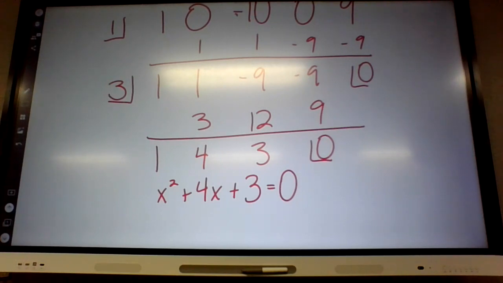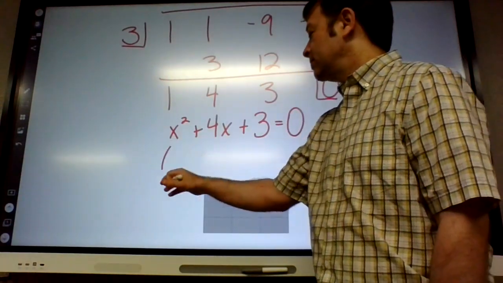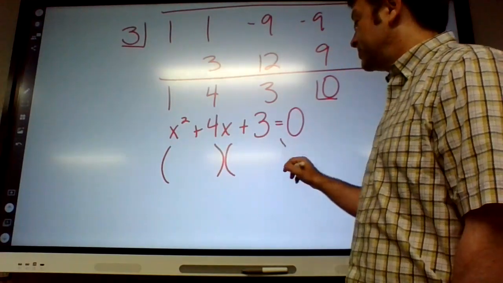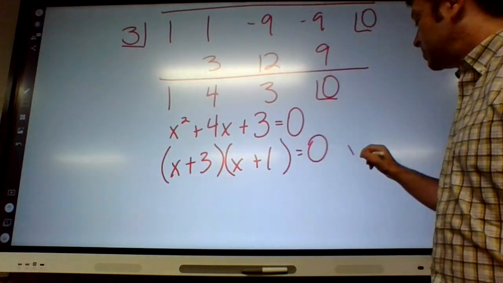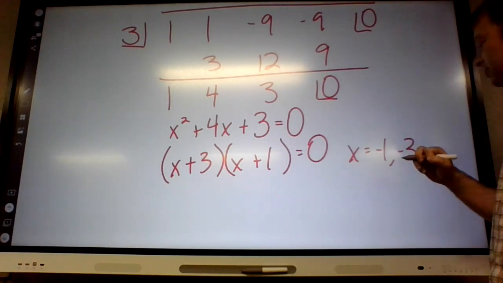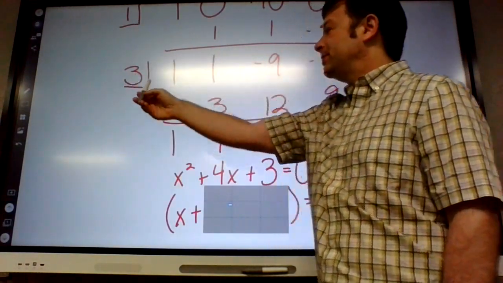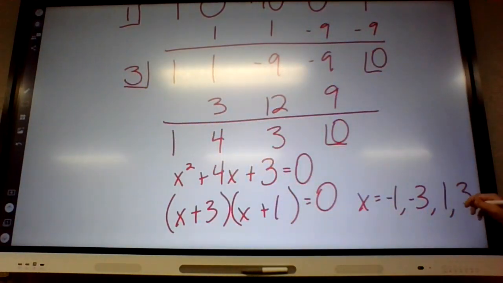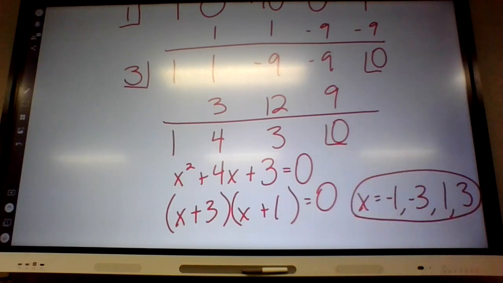Okay, now that it's a quadratic, you can either use the quadratic formula or factor. How does this factor? Multiplies into 3, that adds up to 4. So x equals -1, or -3, or what else? Positive 1 and positive 3. So it turns out all 4 of these would have worked if we'd plugged them in. Plus or minus 1, plus or minus 3.